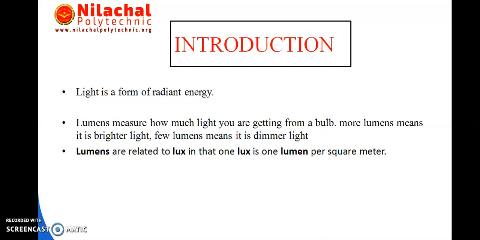So we know the introduction to illumination. Light is mandatory, and light is one form of radiant energy. Lumen measures how much light you are getting from a bulb. More lumen means a brighter light, less lumen means a dimmer light. We know all these things because they are fundamental. Lumens are related to lux, and 1 lux is 1 lumen per square meter.